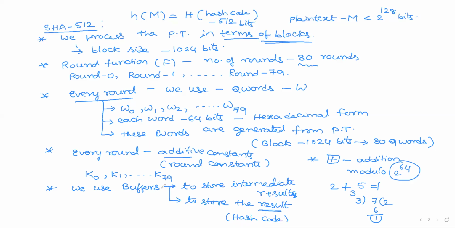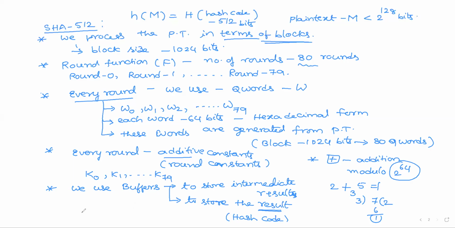So mainly we use these buffers to store intermediate results between every round operation. Between two rounds, if you want to store the intermediate results, we need those buffers. Then finally, to store the result, which is nothing but the hash code, we also use these buffers.